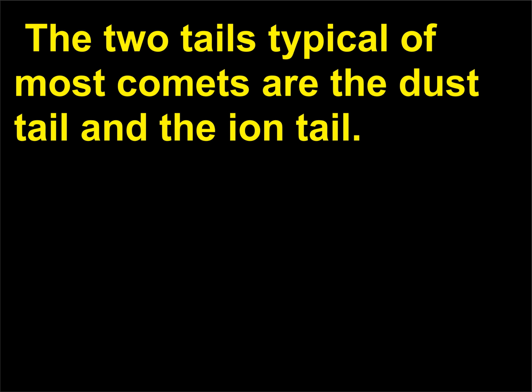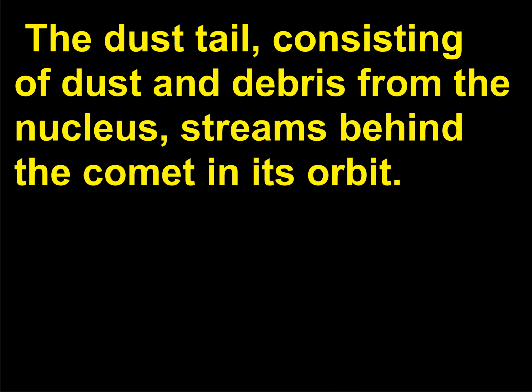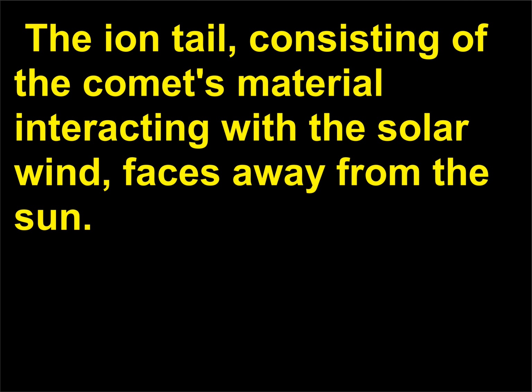The 2 tails typical of most comets are the dust tail and the ion tail. The dust tail, consisting of dust and debris from the nucleus, streams behind the comet in its orbit. The ion tail, consisting of the comet's material interacting with the solar wind, faces away from the Sun.